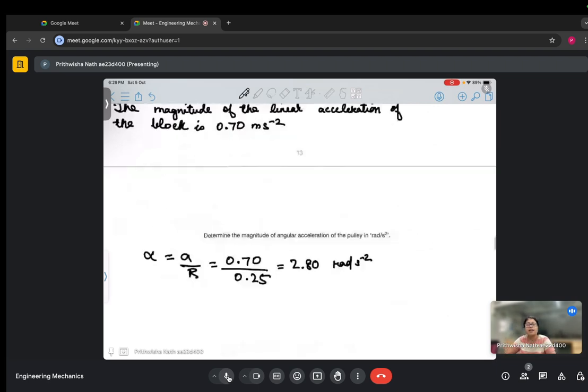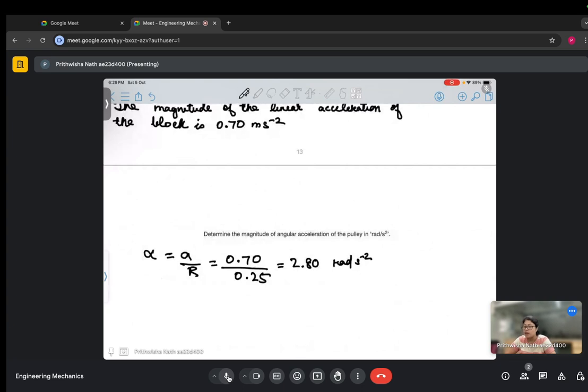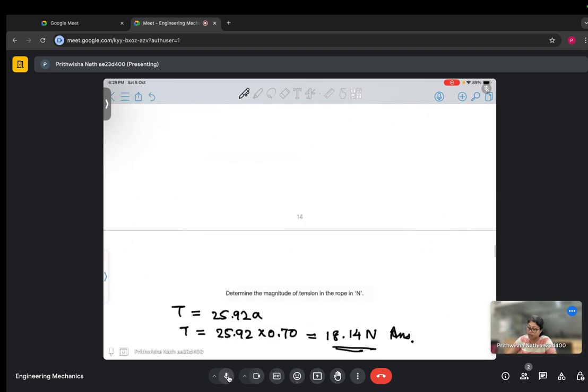Now we need to find the angular acceleration, which is nothing but a by r, that is 2.80 radian per second square. Now they have asked for the tension, and we already know tension equals 25.92 a. So we know a, and from there we get tension as 18.14 Newton.